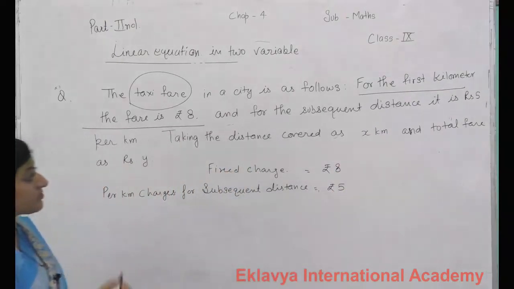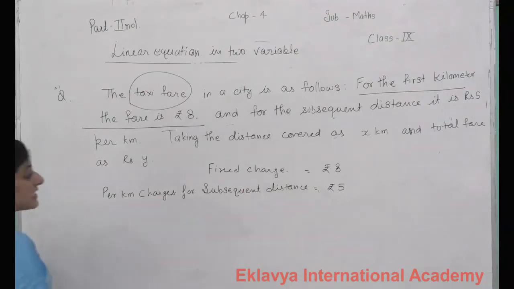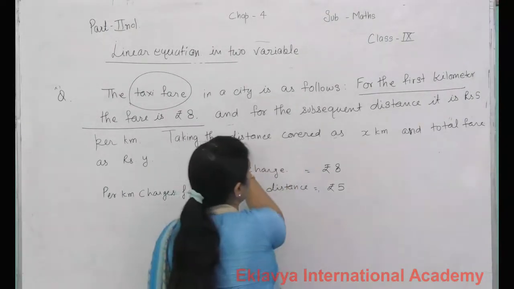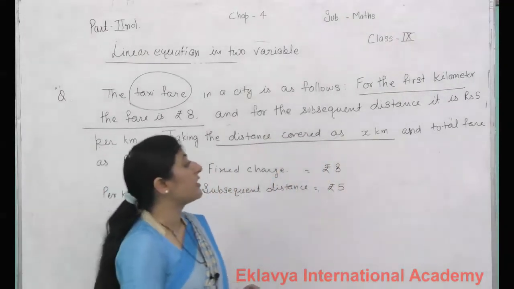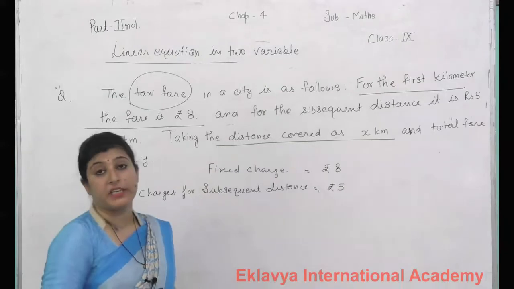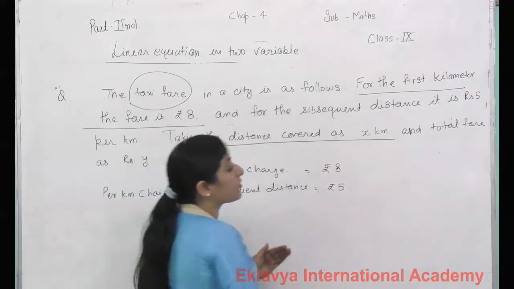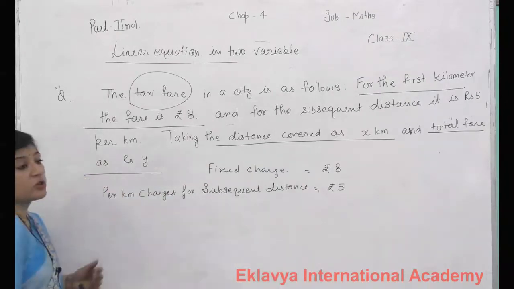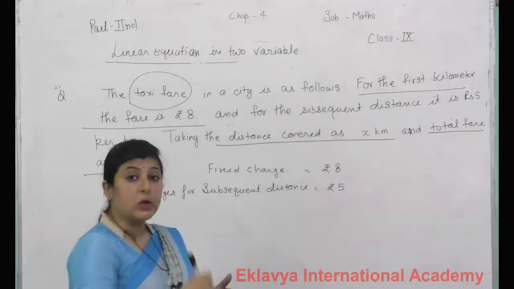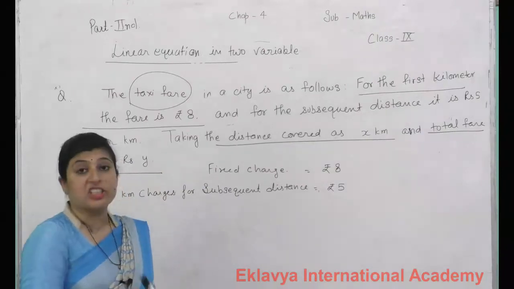Now the variables which we take: let the distance covered be x kilometer. It means the total distance covered is x kilometer. And the total fare given to the taxi driver is ₹y. So how to convert it into linear equation in 2 variables?